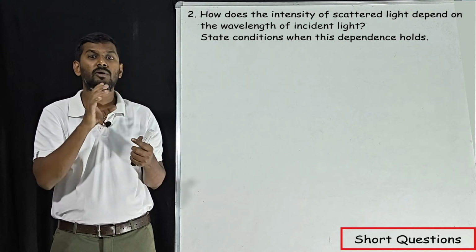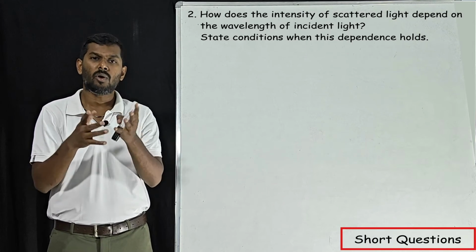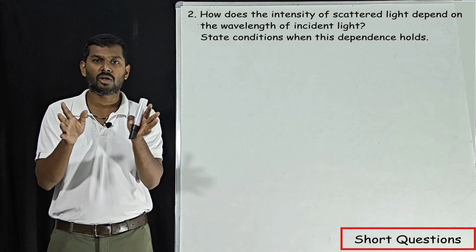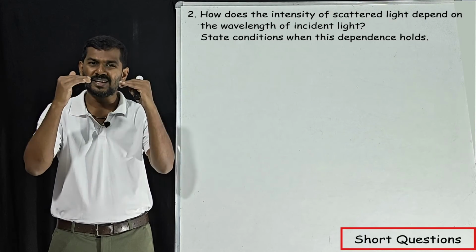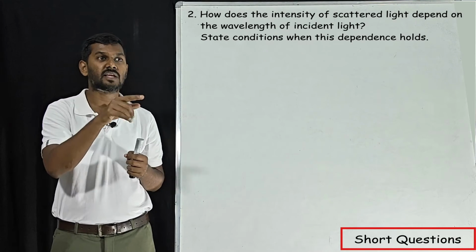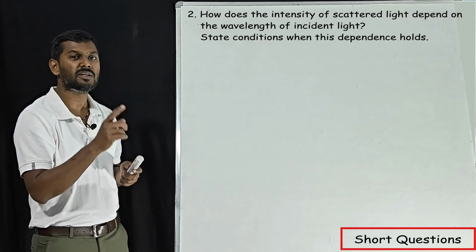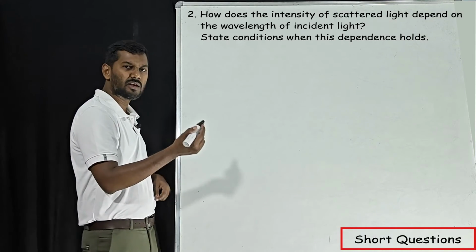We are talking about the intensity of scattered light. What do you mean by scattered light? Scattering means almost spreading. So more the spread, intensity will be less. So they are asking how that depends on the wavelength. That is nothing but they are asking for the formula or relation.